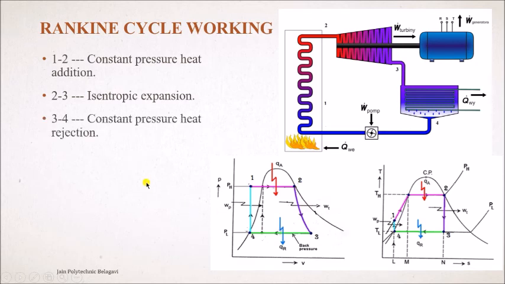Next, 3 to 4 is constant pressure heat rejection. The steam coming out of the turbine is sent to the condenser. The condenser is a device which condenses the steam, converting it into water. That can be seen in the PV and TS diagram as process 3 to 4. During 3 to 4 the pressure remains constant, only heat is rejected. Once this water is collected, it is pumped back to the boiler using the pump.